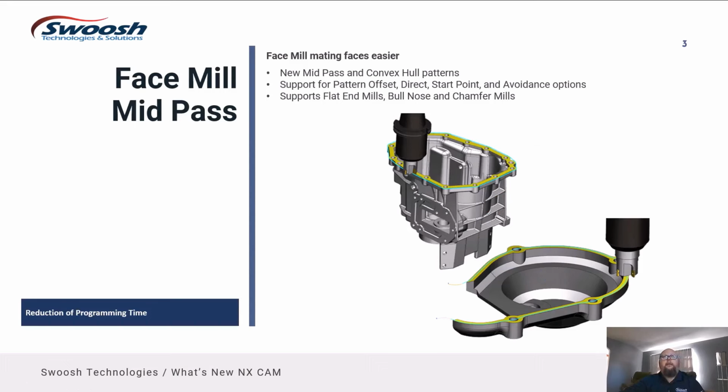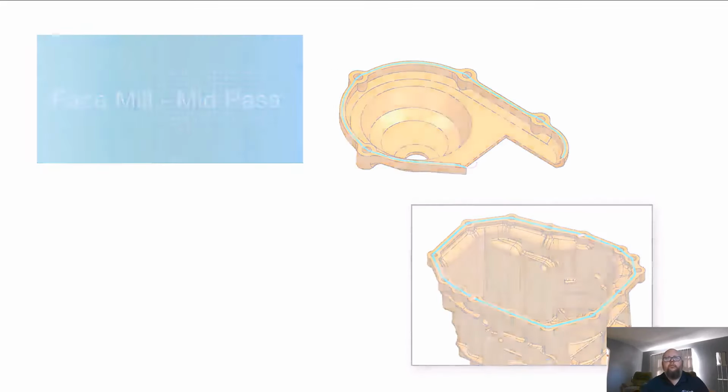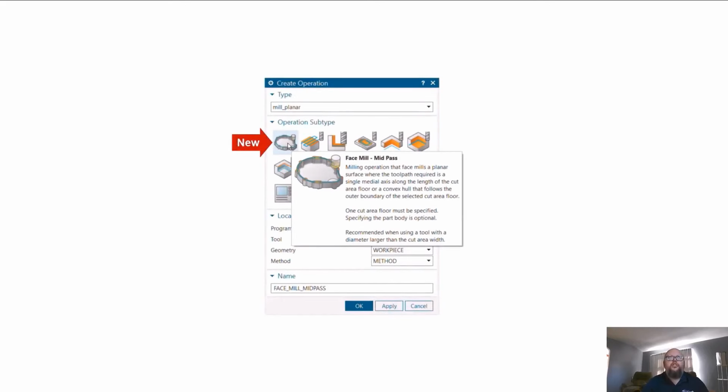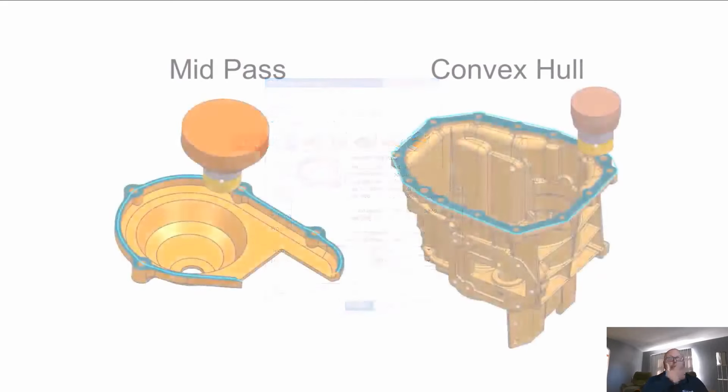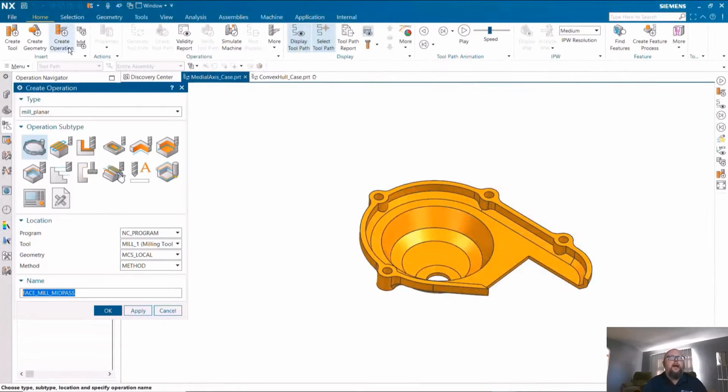Face mill mid-pass is a new operation type, and it's specifically intended for the types of parts that we're looking at right now. And that being any kind of a housing where we have some kind of a mating surface, bolt pattern, flange type region. If you've cut these types of parts in the past, you're probably aware that it was never the easiest to get a very nice tool path on these types of geometry. Perhaps we want to mill right down the surface, or cut just a basic convex hull type shape. So those are two options that we now have in this specific operation.